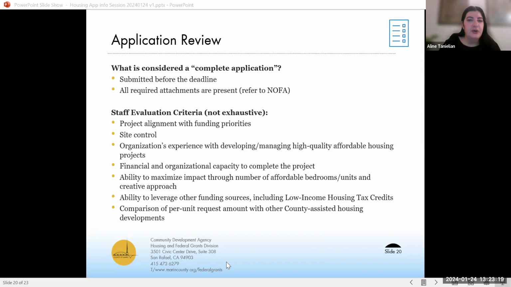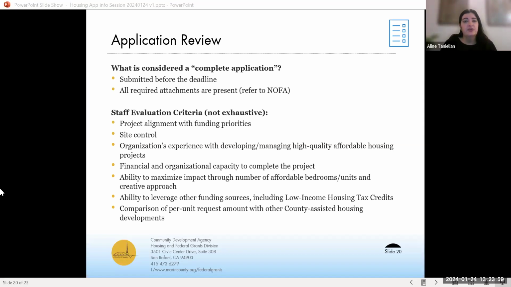And just to jump into a little bit around what the review process looks like. First, we do need a complete application to review, and that involves submitting before the February 16th deadline, and including all required attachments. Again, you can refer to the NOFA for a full set of details about that. And of note, as we noted previously with some of the priorities, this is some of the criteria we look at when we evaluate projects. This list is not exhaustive, but some of the high-level points include making sure the project aligns with the funding priorities that we talked about.